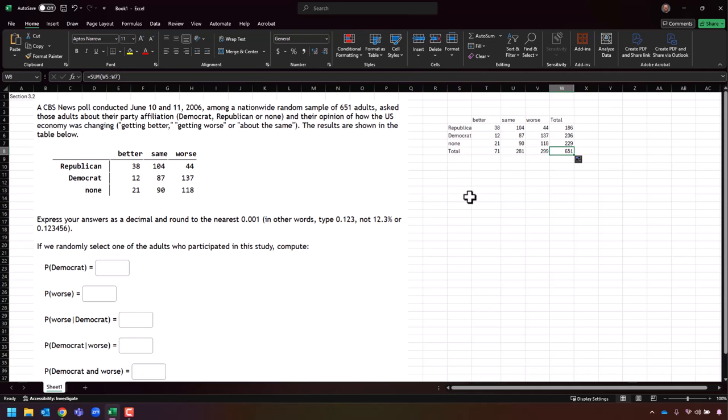Now, occasionally students will have a problem here. Well, this number in the corner, which is the grand total, is the total of this, and that will throw things off. So just pay attention that this total is what it says here, the 651 adults.